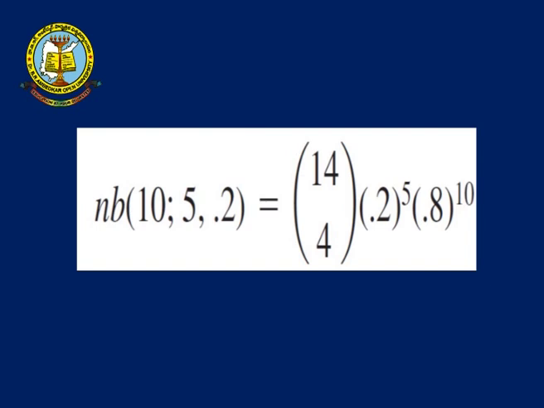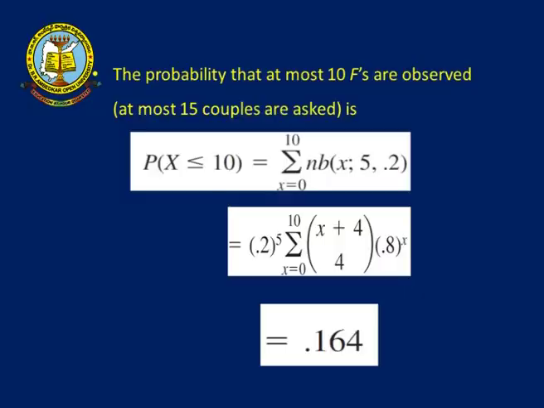1లోకి వెళ్ళి 0.2 తీసేస్తే 0.8, 14C power 4. How are we getting 14C4? 14 factorial by (14 minus 4) factorial into 4 factorial. 14 factorial means 14 into 13 into 12 into 11 into 10 and so on up to 1, divided by (14 minus 4) factorial, 10 into 9 into 8 into 7 into 6 into 5 into 4 into 3 into 2 into 1, again 4 into 3 into 2 into 1. That into 0.2 whole power 5 and 0.8 whole power 10. All these multiplied here.